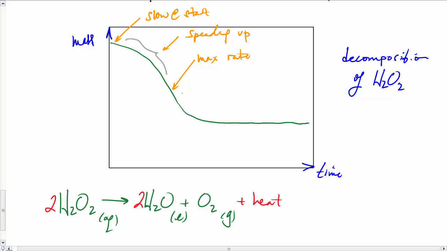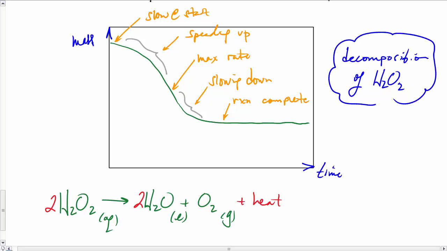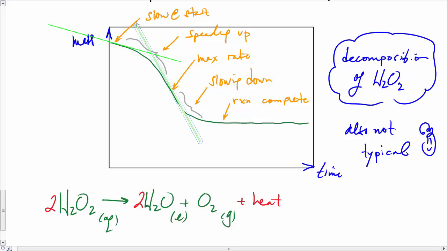As it gets going faster and faster, it hits a maximum rate and then starts slowing down as the concentration of the hydrogen peroxide itself declines. Eventually, the mass stops changing and the reaction is complete. This is also not a typical reaction.